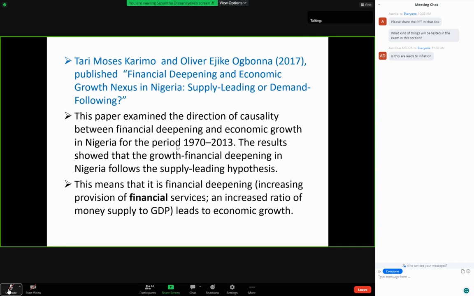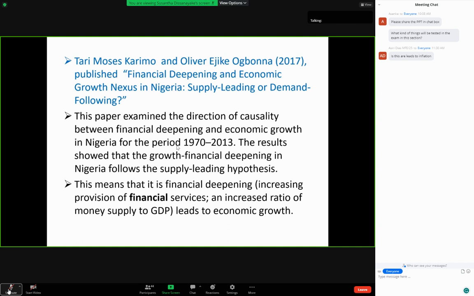So the results show that financial deepening in Nigeria follows the supply leading hypothesis. So they need to identify what sort of thing is happening, what sort of cause, that means the hypothesis that they have implemented. They have identified supply leading. That means finance sector development leads to economic growth. This means that a financial deepening, an increase in the provision of financial services, an increased ratio of money supply to GDP, leads to economic growth.